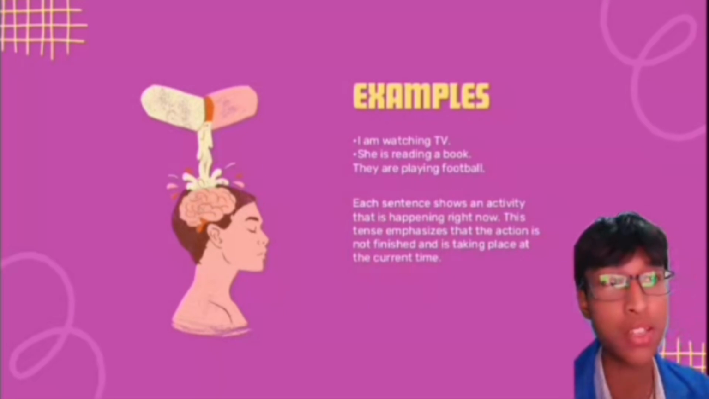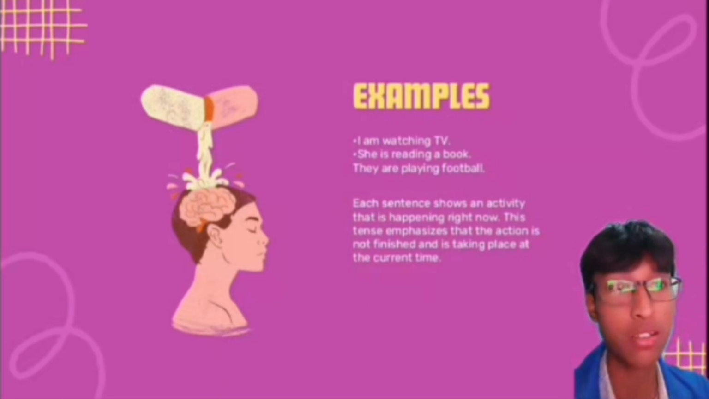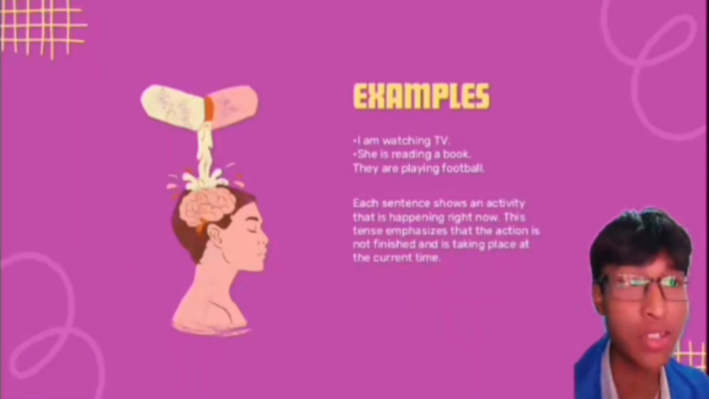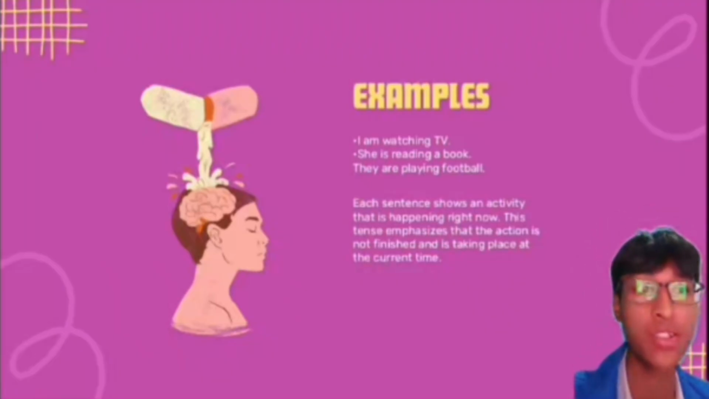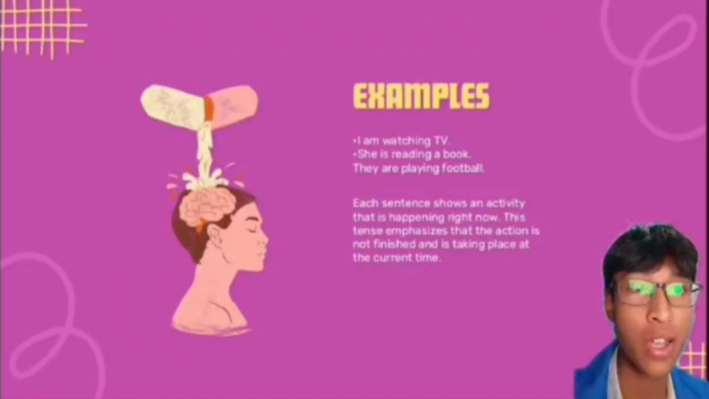And next is examples. Examples such as I am watching TV, she's reading a book, they are playing football. Each sentence shows an activity that is happening right now. This tense emphasizes that the action is not finished and is taking place at the current time.